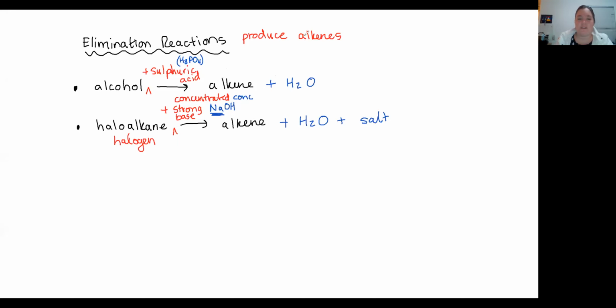So let's use an example. Let's say that my haloalkane has chlorine in it. Then I'm going to produce a salt that is NaCl. But if instead I had used a halogen that had bromine in it and I'd used lithium hydroxide, then I'd get lithium bromide. Okay, so I hope that so far as an overview, this makes sense.